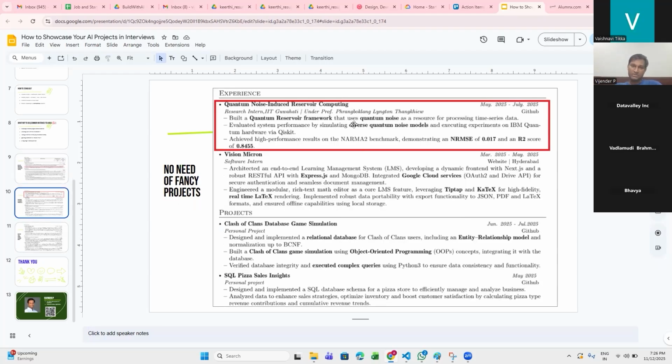Second, no need for fancy projects. This is what I told you before also. Don't put very hi-fi sounding projects. Nobody's impressed. You can put it if you can defend it. If you cannot defend it, don't put it. Put simple projects where you solve a good problem and you can justify it.